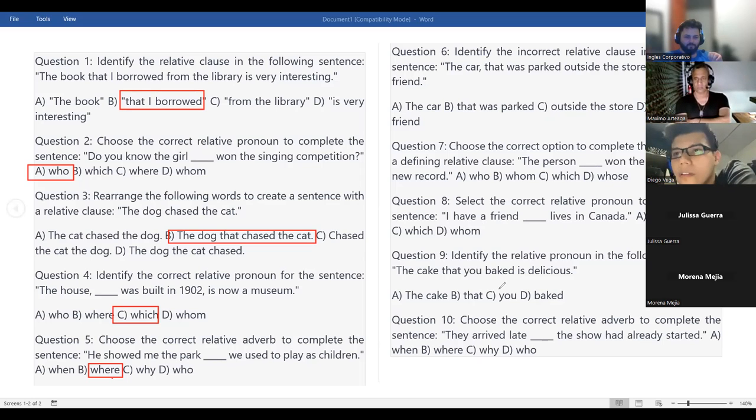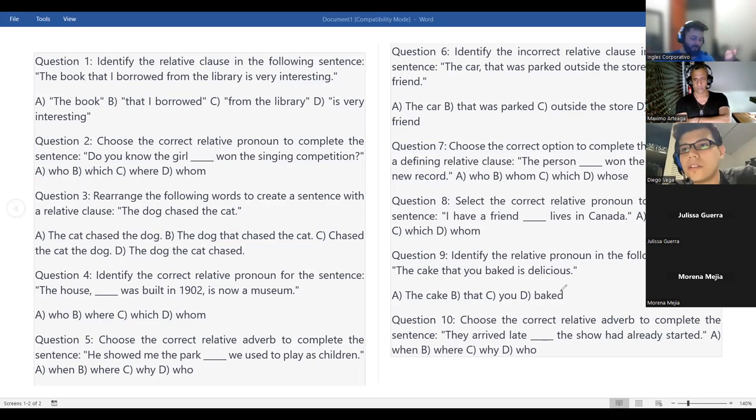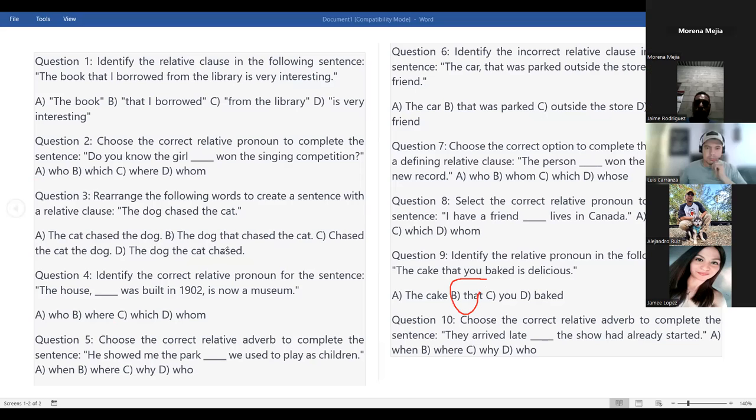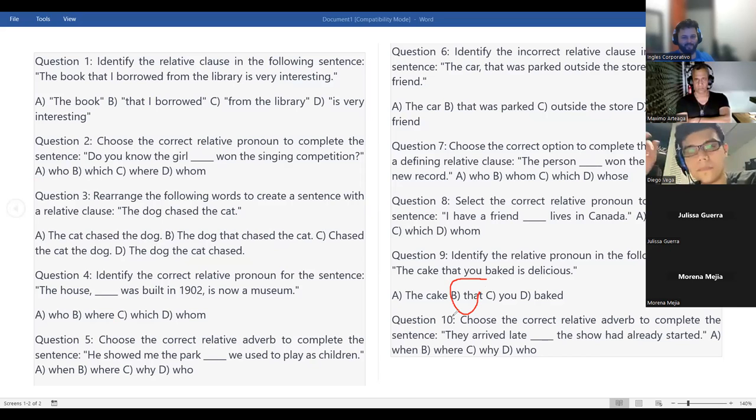Identify the relative pronoun in the following sentence. The cake that you bake is delicious. Right, number nine. Good. So, the answer is the letter B, that. That, very good. And number 10, who wants to give me number 10? Me. Julissa, let's go.